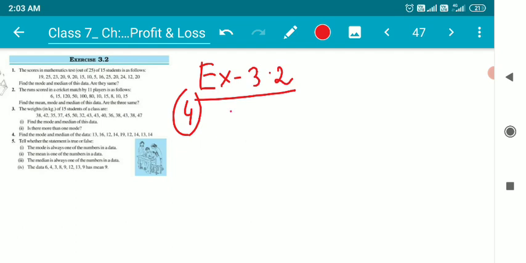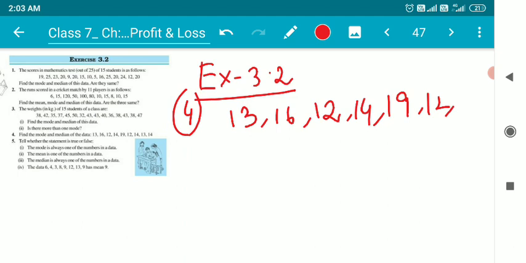So data is given to us. Data is 13, then 4, after 13 there is 16, 16, then 12, then 14, then 19, then 12, then 14, then 13, then 14. So children, here we are given the data. Let us count the number of data. 1 2 3 4 5 6 7 8 9. There are 9 number of data.